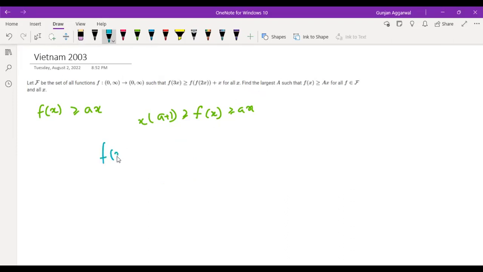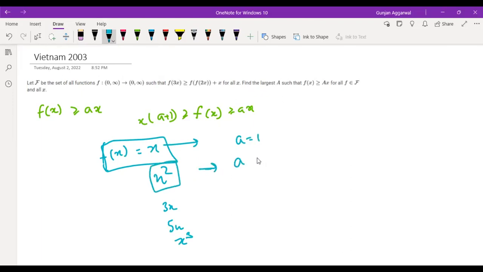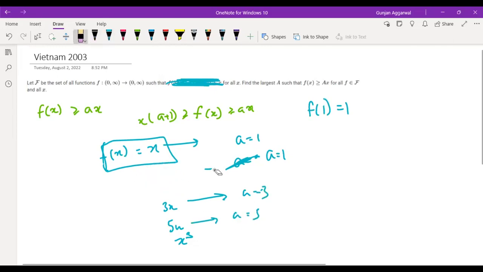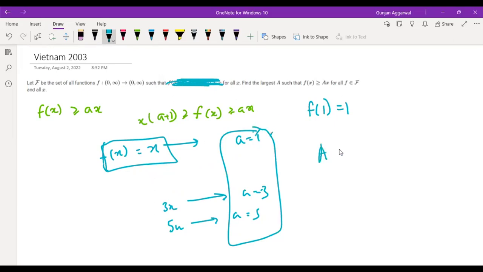So basically, let's say five functions are working: f of x equals x, x squared, 3x, 5x, and x cubed. Just looking at these functions, a equals 1 doesn't work for x squared, so ignore that for now. For 3x, a equals 3, and for 5x, a equals 5. Okay, just ignore these two options. So what will the capital A be here? Capital A will be 1. The claim is capital A is really 1.